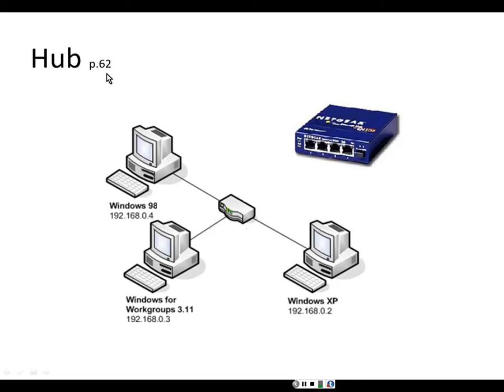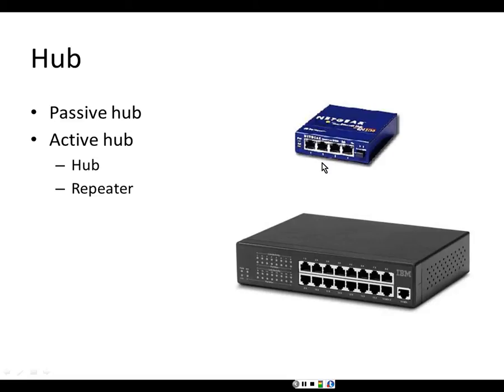Page 62 discusses what is a hub. Well, a hub is simply a junction box that connects many different computers together. And the question is, does a hub also boost the signal? Well, that depends whether or not it's a passive hub or an active hub. If it's a passive hub, it does not boost the signal. If it's an active hub, then it also functions as a repeater. Sometimes we call it an active hub. You can also call it a repeating hub.